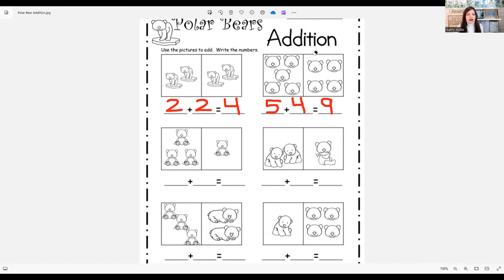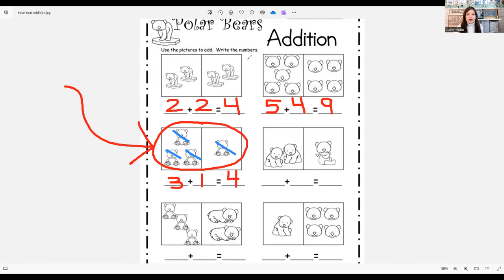Okay, let's move down to this one. How many polar bears in the first box? One, two, three. How many polar bears in the second box? One. What is three plus one? Let's count all the polar bears. One, two, three, four. Three plus one equals four.